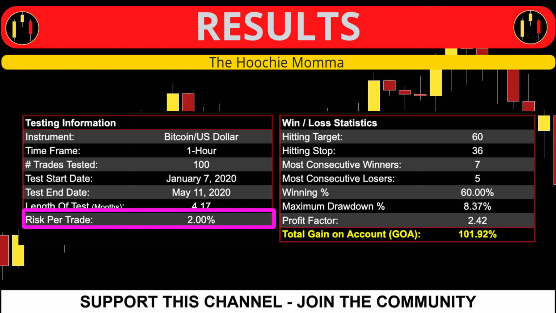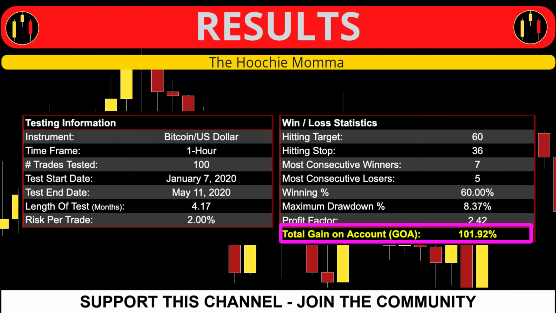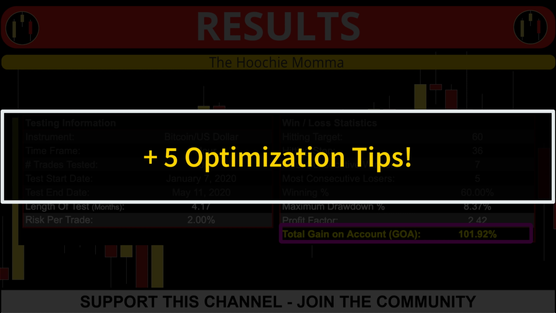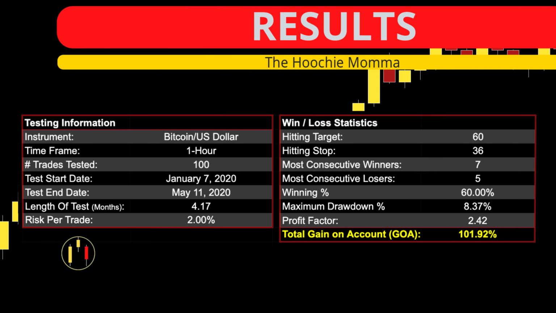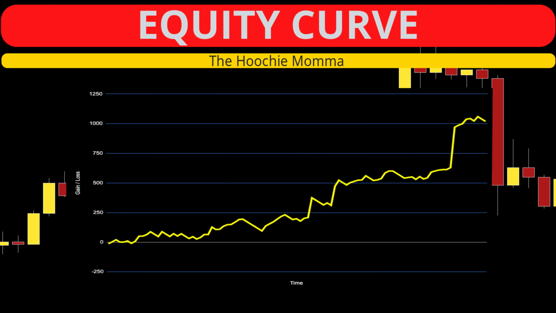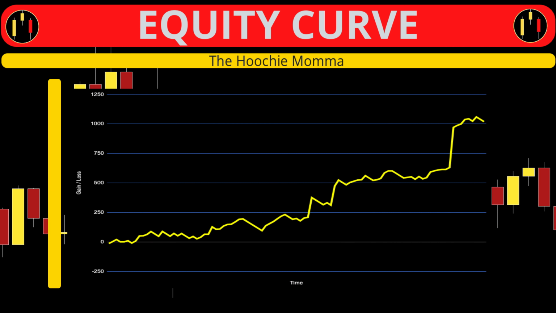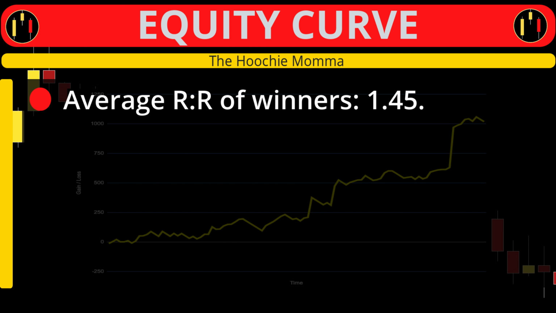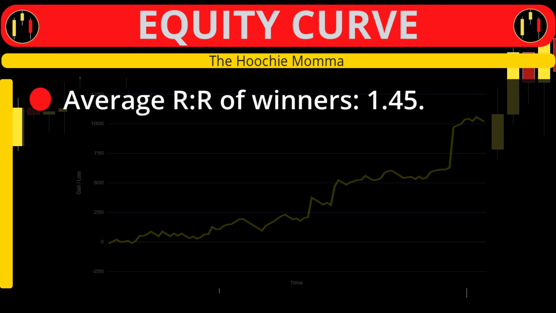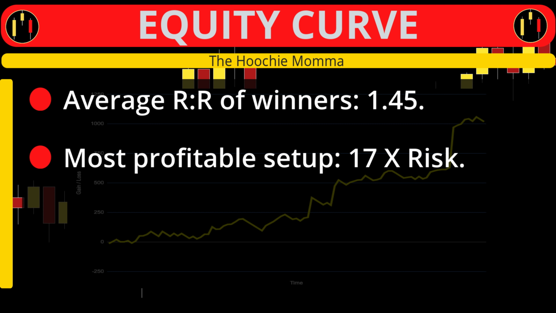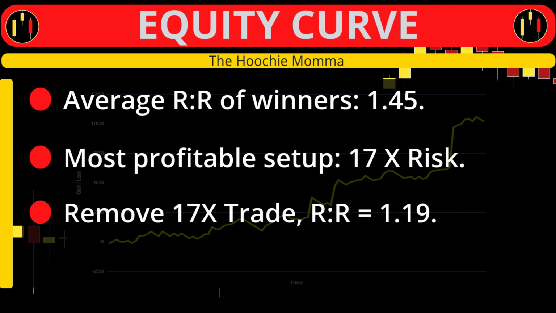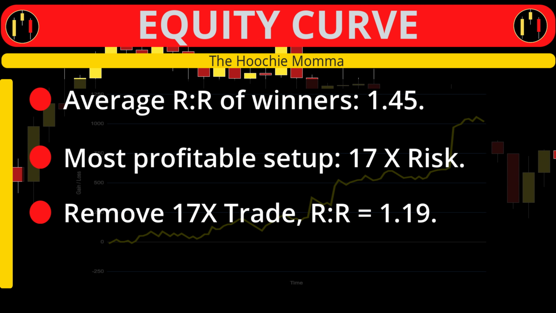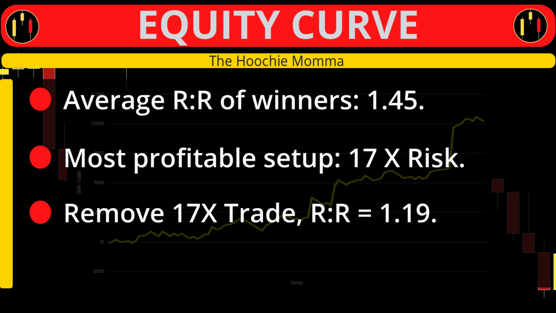Risking 2% per setup, the gain on account was over 100% gross. And I have some interesting ideas on how we can get these numbers even higher. So the equity curve here is quite interesting. The average risk to reward ratio, excluding losing trades, came in at an interesting 1.45, with the most profitable setup taken being 17 times risk. If we remove that huge trade, the average comes down to a 1.19 risk versus reward.